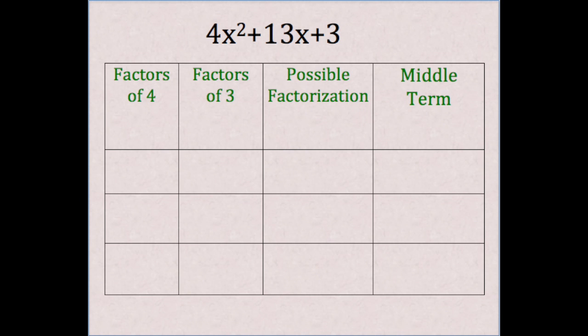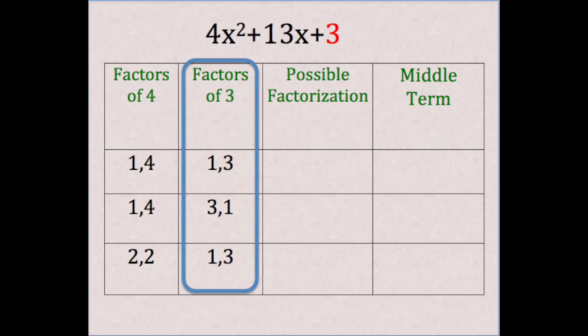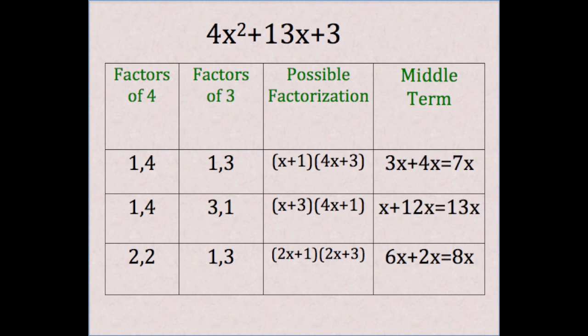In this table, we list the possible factors of 4 and the possible factors of 3. And because b and c in our trinomial are both positive, the factors of c must be positive. Now we list our possible factorizations based on those factors and figure out what our possible middle terms would be. Remember that the order of these factors is important because the middle terms formed by the possible factorizations are different.